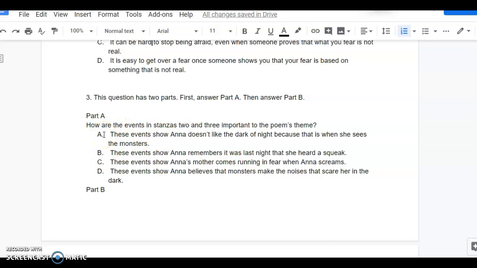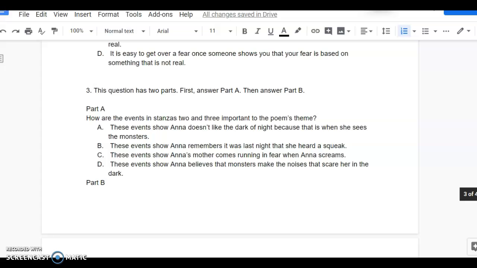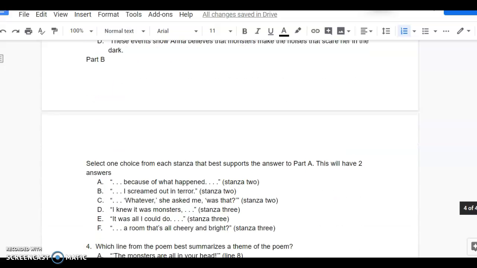I'm tired. A, these events show Anna doesn't like the dark of night because that is when she sees the monsters. B, these events show Anna remembers when it was last night that she heard a squeak. C, these events show Anna's mother comes running in fear when Anna screams. D, these events show Anna believes that monsters make the noises that scare her in the dark. So this is not the theme. Up here you would have seen the theme, but which one is important to the poem's theme? Which one tells you the most about the theme? They're all sort of true, but one gives you the best clue as to the theme.